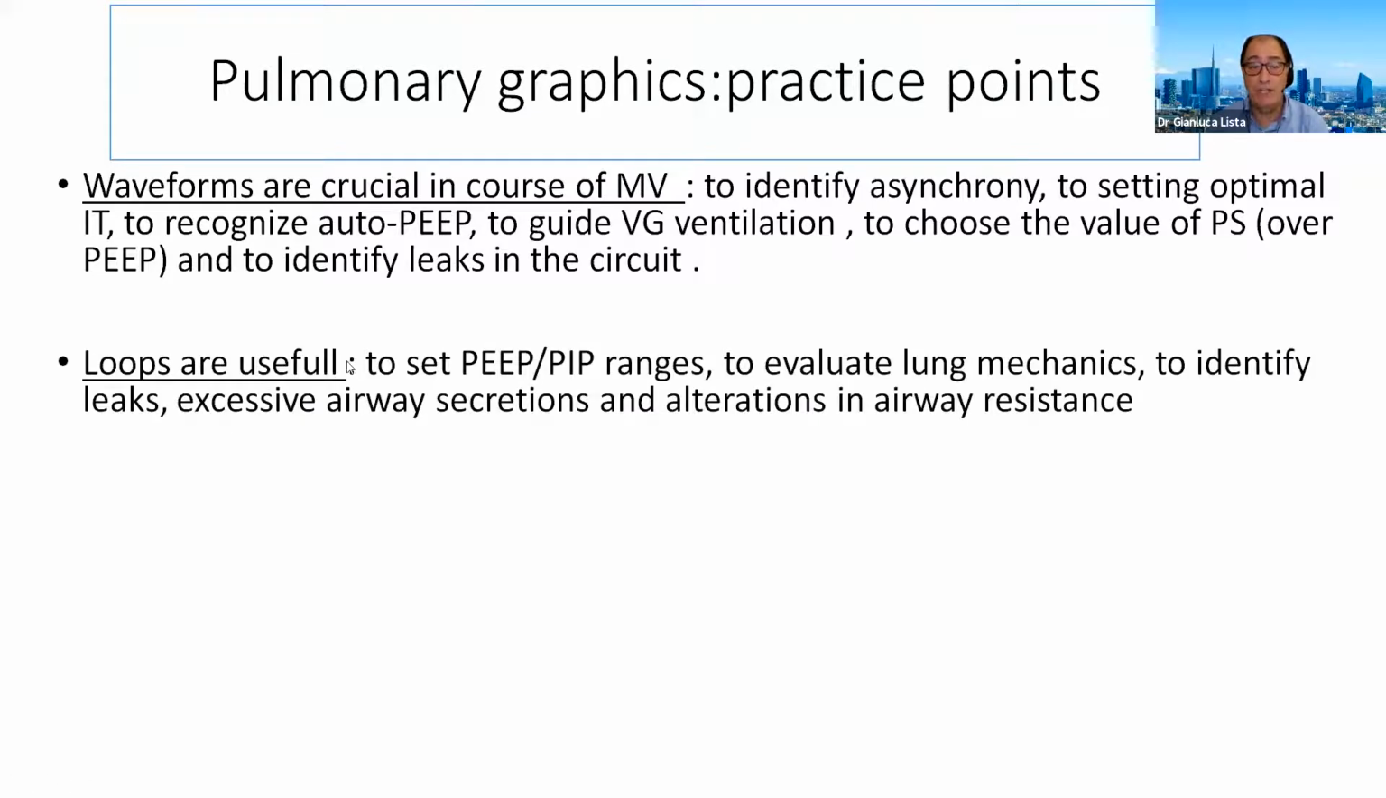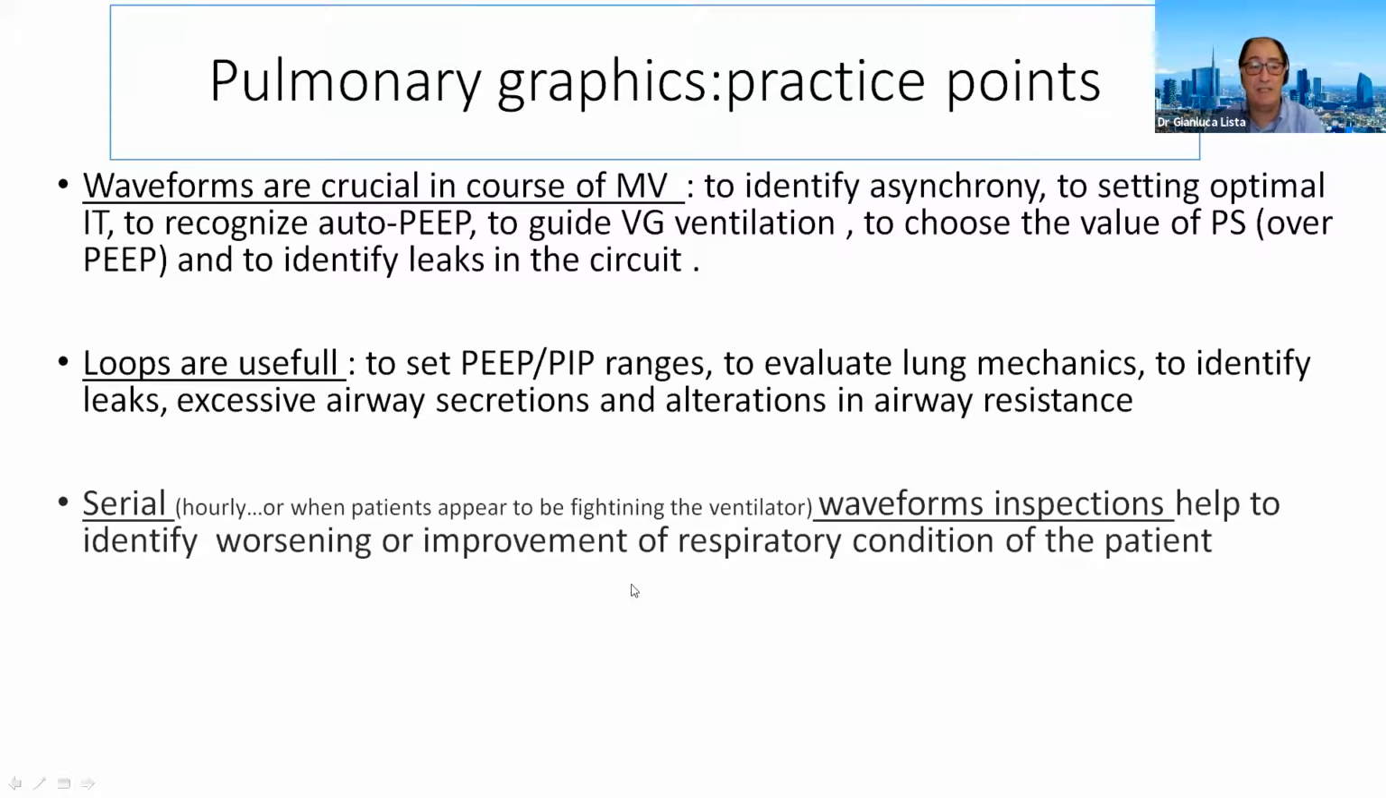Loops are useful in order to set the exact level of positive end expiratory pressure, the peak inflation pressure, to evaluate the lung mechanics, to identify leaks, to identify the presence of excessive airway secretion, alteration in airway resistance. But a serial waveform inspection is very, very important, because it helps us to identify worsening or improvement of the respiratory condition of the patients.